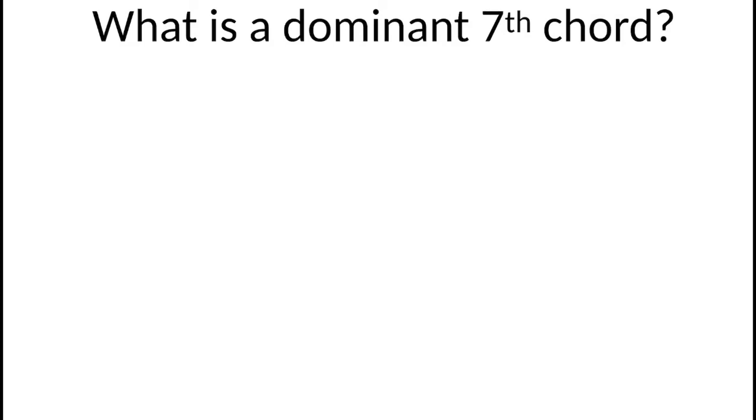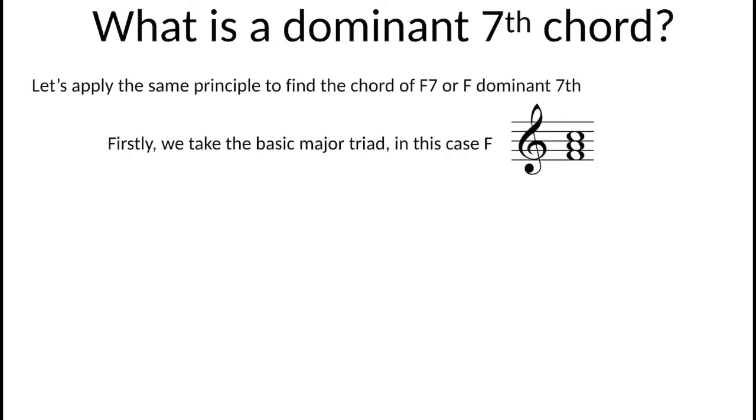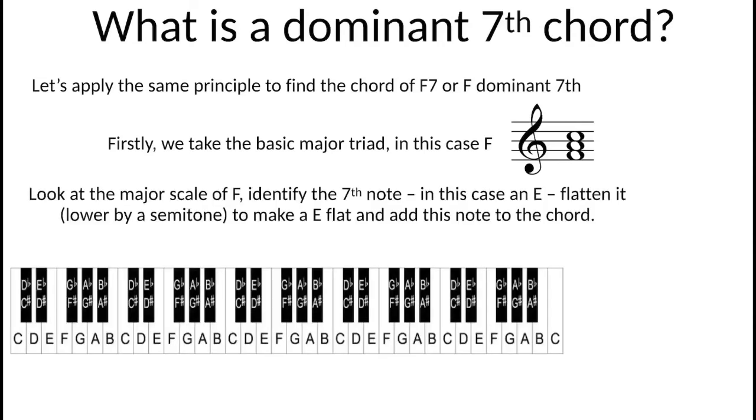Applying the same principle then to find F7 or F dominant 7th, we take the basic major triad of F. We look at the major scale of F, identify the 7th note, and flatten that 7th note to get an E flat. Add that to the basic triad, gives us the chord of F dominant 7th or F7.